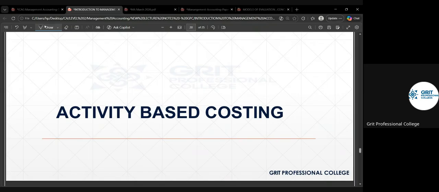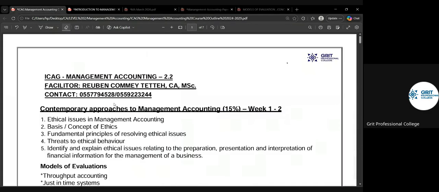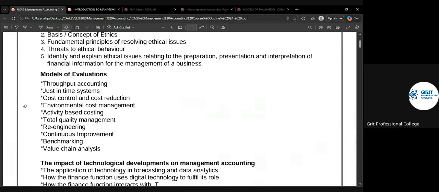Now, this particular area was tested last night, okay, and it's a part of the models of evaluation.